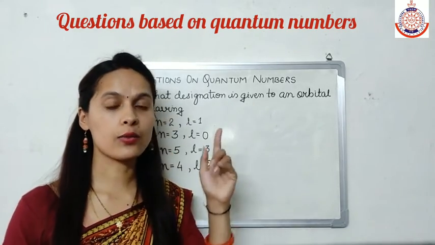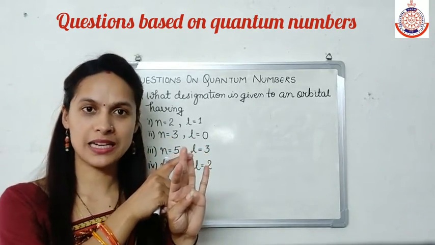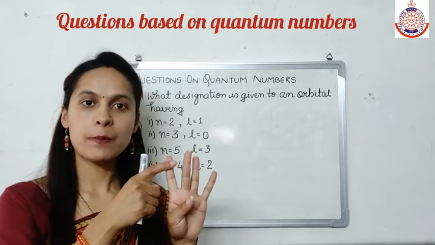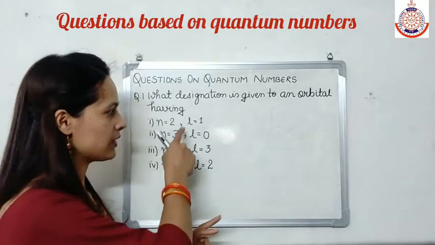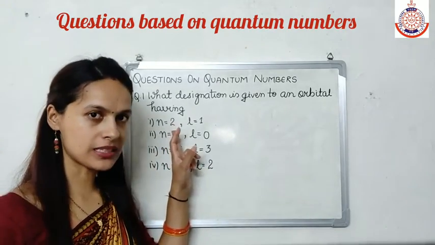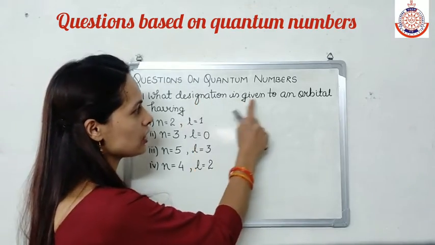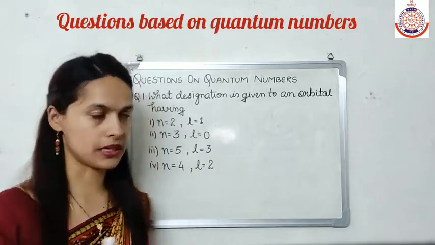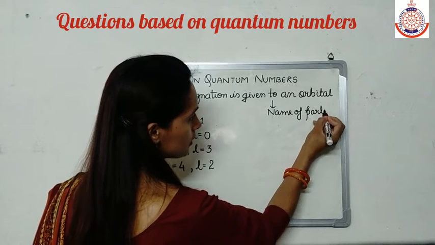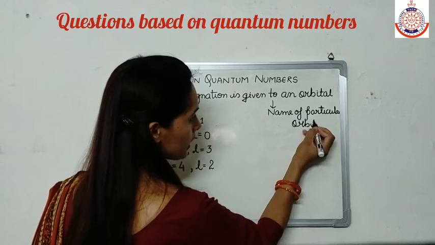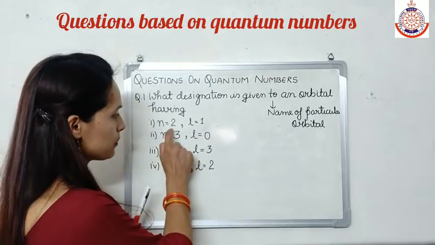If we recall the quantum numbers, we have 4 quantum numbers. Principal quantum number, second is azimuthal quantum number, third is magnetic quantum number, and fourth is spin quantum number. Principal quantum number is represented by small n, and azimuthal quantum number is represented by small l. With the help of these two, we have to give the name of the particular orbital. Designation of an orbital means name of that particular orbital. So here in the question, the information we have is the principal quantum number, 2, and the azimuthal quantum number.